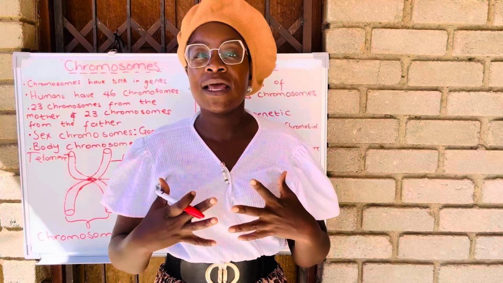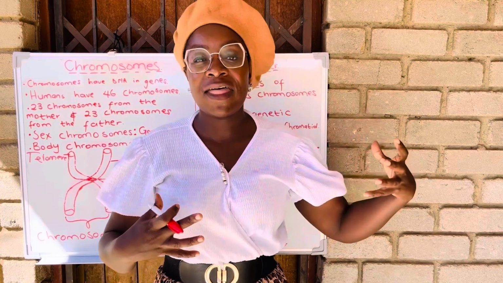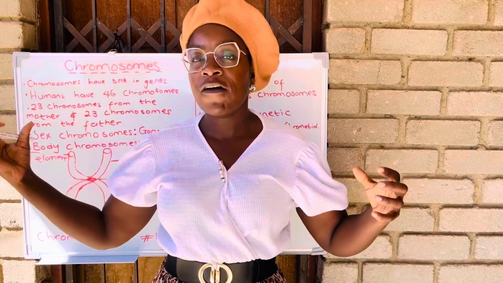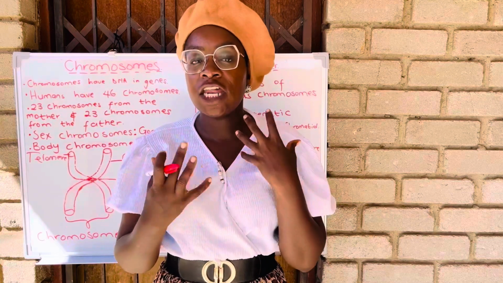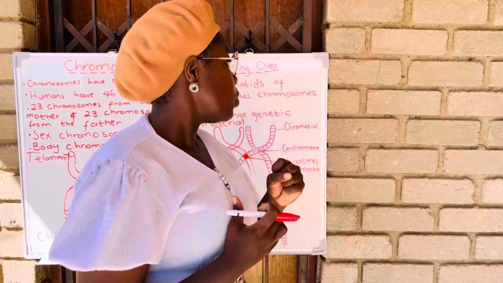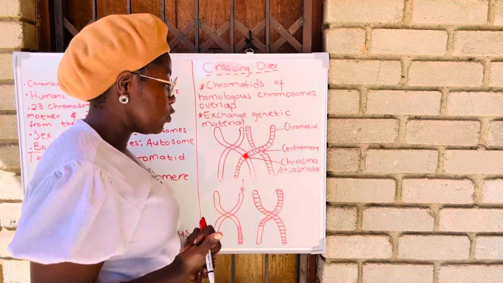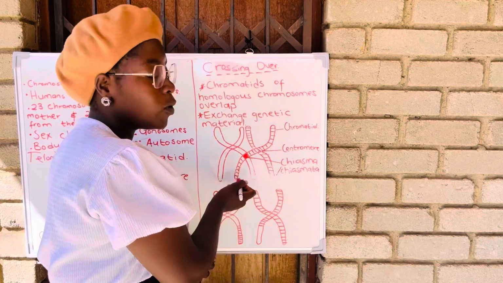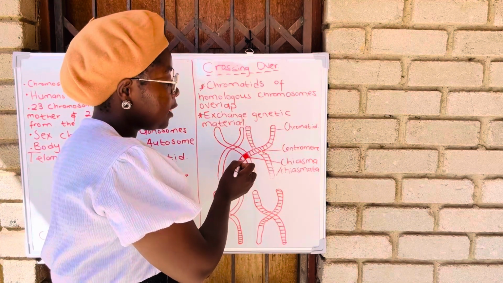So what happens is we may have a chromosome from the mother and also a chromosome from the father which code for certain characteristics, and when they overlap they exchange genetic material. So this is the process. This diagram illustrates the process of crossing over. So we have two homologous chromosomes, and these chromatids overlap.